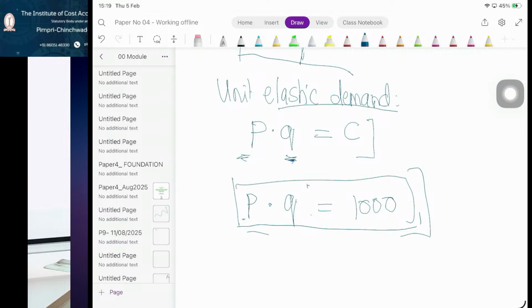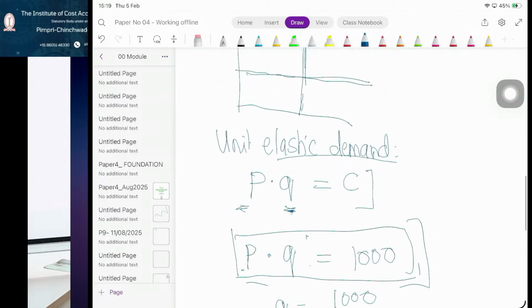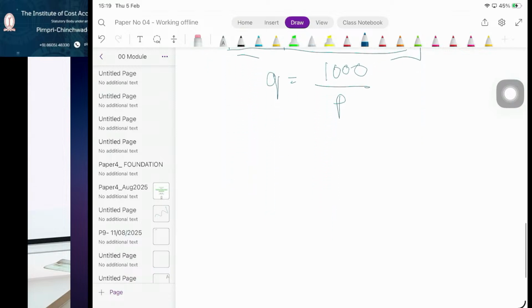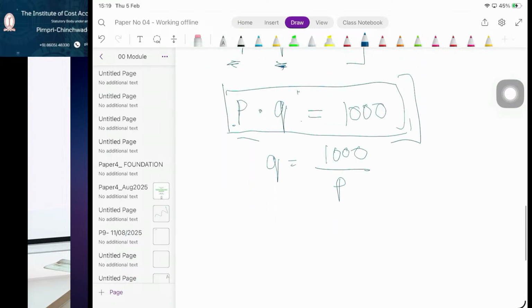Did you get this? Unit elastic demand, P into Q is 1000, and if you were to show it in terms of quantity, this will become 1000 upon P. Correct? We are just dividing by P on both sides. So we get quantity demanded is equal to 1000 divided by P. That is our unit elastic demand curve. Okay, can I proceed?